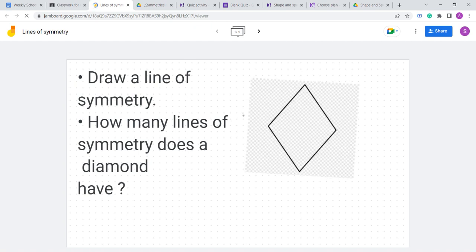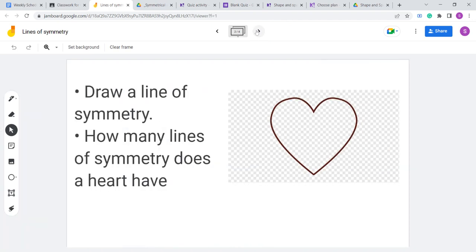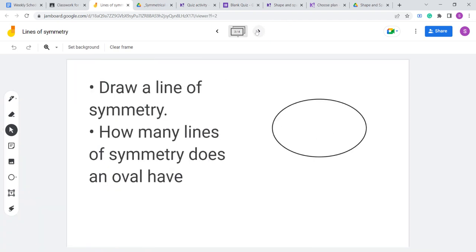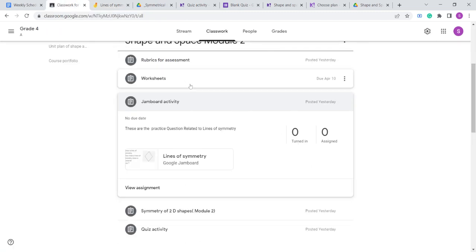And I added four questions. In this Jamboard activity, the students have to give the answer to how many lines of symmetry a diamond has, and they have to draw the lines of symmetry. Here is a picture of an oval, a heart, and this is a small activity in which there are nine shapes, so they have to draw the lines of symmetry.